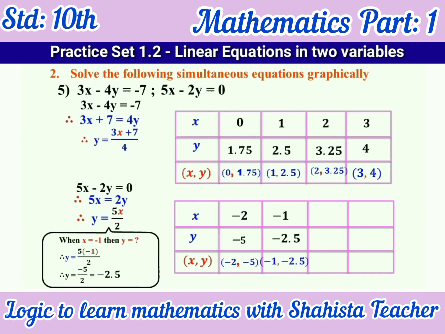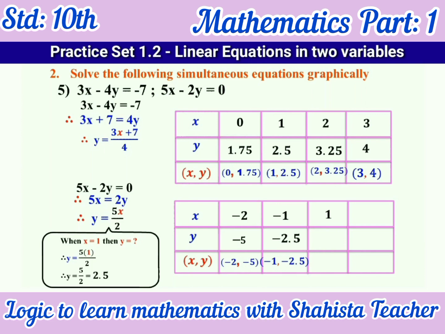So simple. Now let us consider x value is 1 and we don't know the value of y. So if x is equal to 1 then we are going to find the value of y. So y is equal to (5 times 1) upon 2. So 5 ones are 5 upon 2. After dividing we get 2.5.